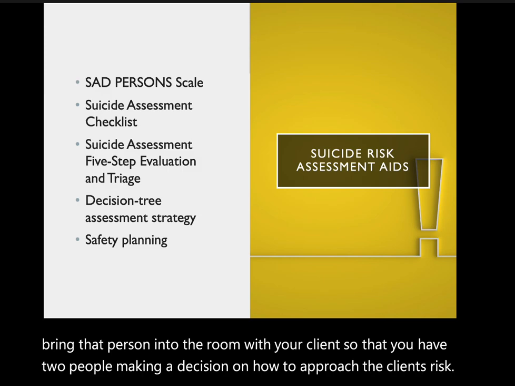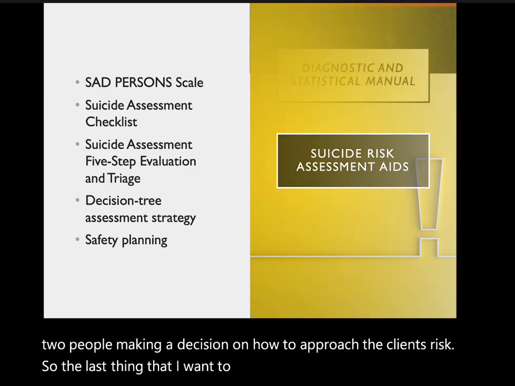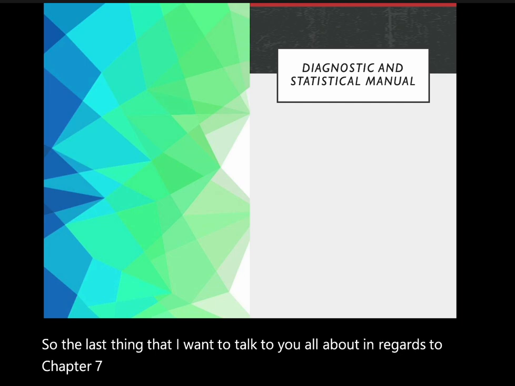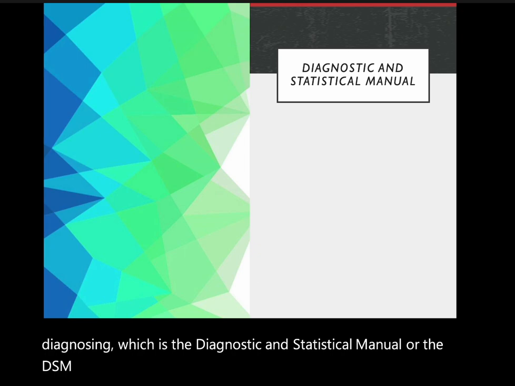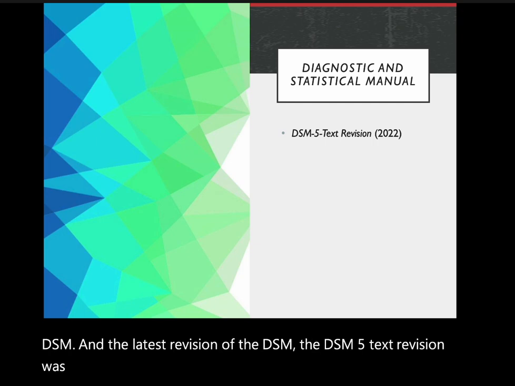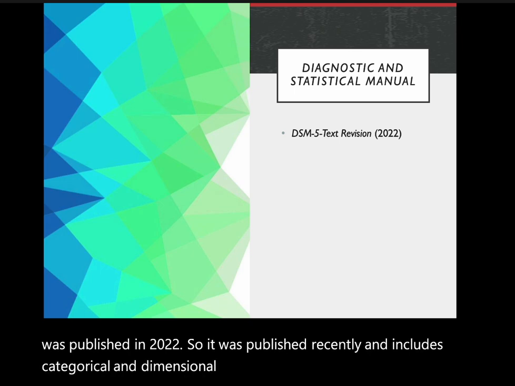So the last thing that I want to talk to y'all about in regards to Chapter 7 is what we've been using up until this point for diagnosing, which is the Diagnostic and Statistical Manual, or the DSM. And the latest revision, the DSM-5 text revision, was published in 2022, so it was published recently, and includes categorical and dimensional assessment components or opportunities for counselors.